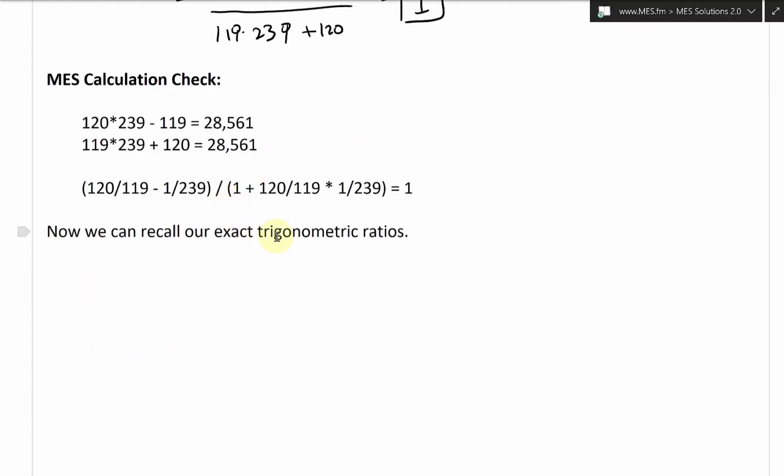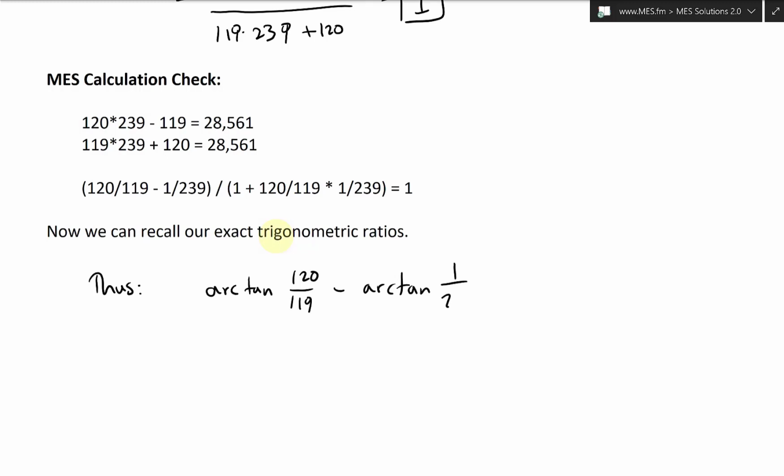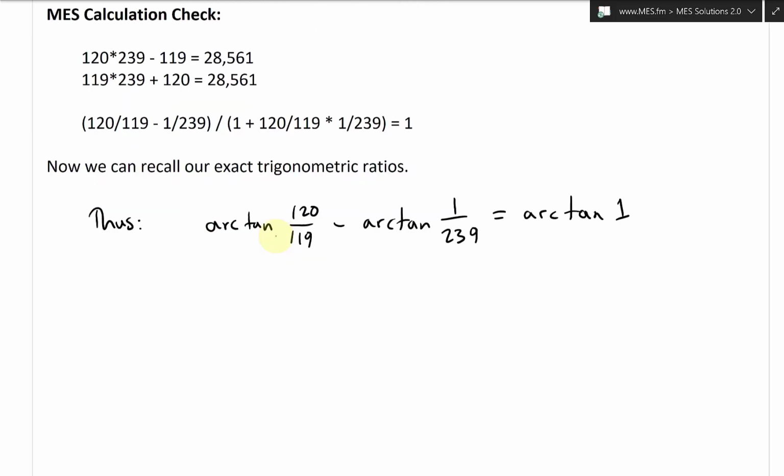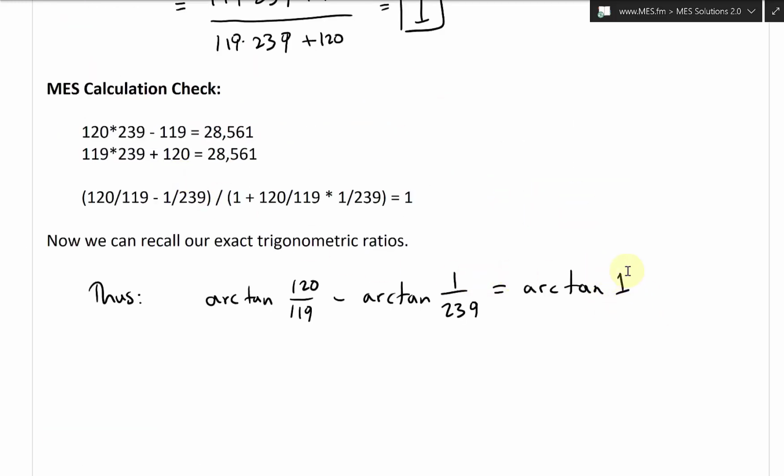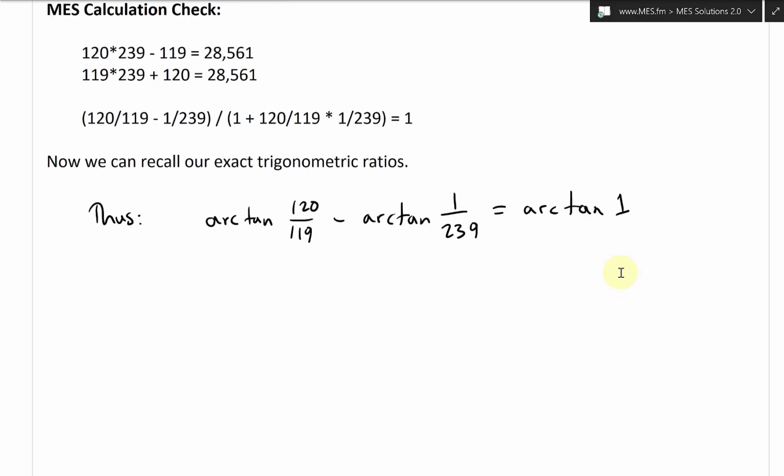And then we can recall our exact trig ratios. First, let's write: thus arctan of 120 over 119, that's our x, minus arctan of 1 over 239 equals arctan of 1. And remember what this means. When you have arctan, you're dealing with the angle, whereas this inside number is the ratio opposite over adjacent.